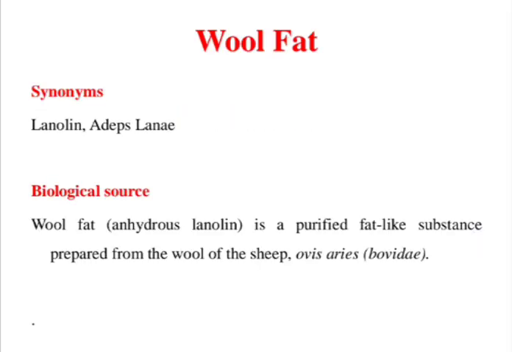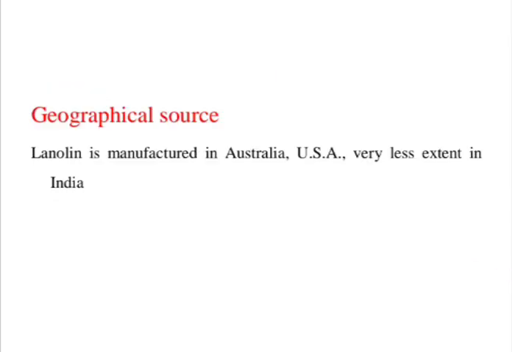Next one, wool fat. Synonyms: lanolin and adeps lanae. Biological source. Wool fat is a purified fat-like substance prepared from the wool of sheep, family Bovidae. Geographical source. Lanolin is mainly manufactured in Australia, USA and to a very small extent in India.